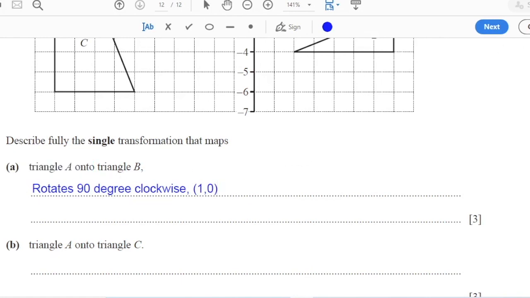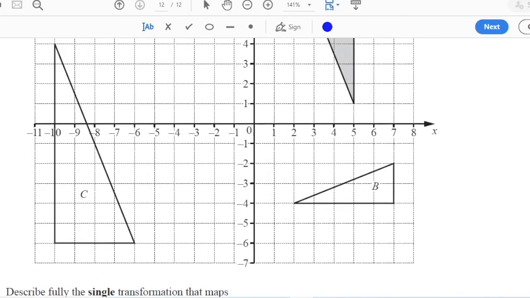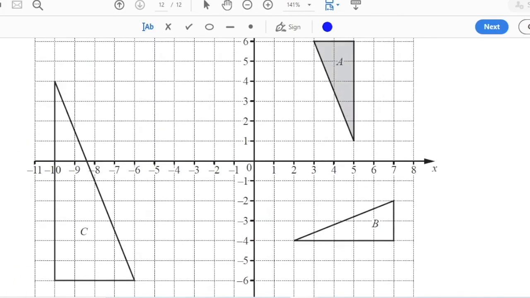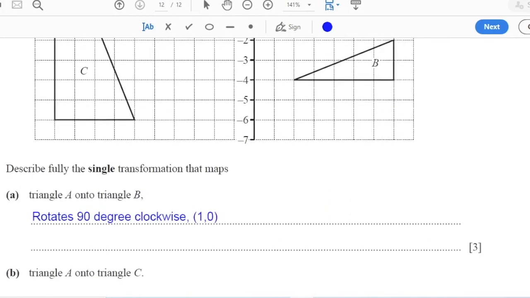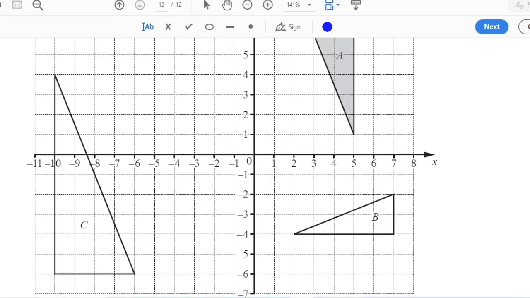Now part B, triangle A onto C. Now when you see that, first of all, triangle C is much larger than triangle A. So triangle A has definitely undergone enlargement, plus I see that triangle A has moved upside down. So the first point will be it has undergone enlargement.